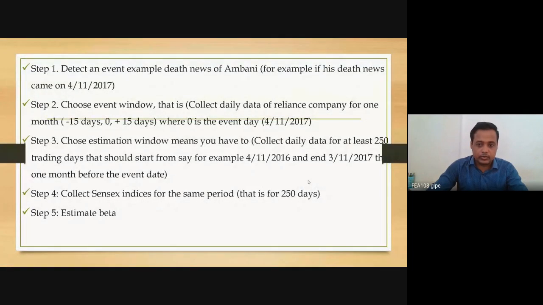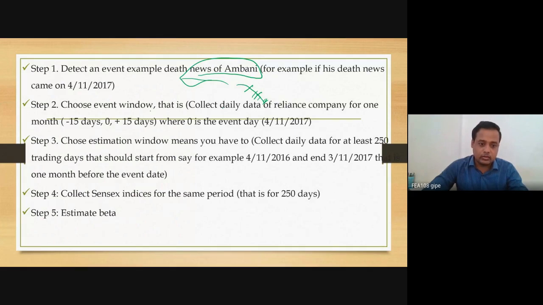Now suppose this is a negative news that has come. If that comes, then what will happen? The Reliance stock price will come down. Even when the CCD chairman committed suicide, the CCD share price came down. Now the event will impact negatively. You have a news or an event, and you want to measure how it is impacting.